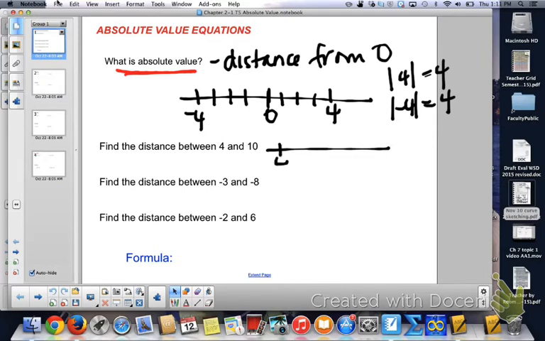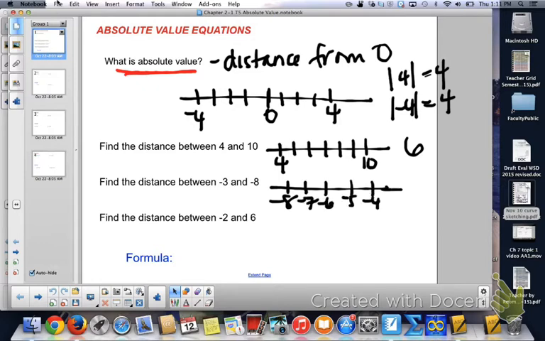So find the distance between 4 and 10. If you look at 4 to 10, we have 5, 6, 7, 8, 9, 10. So that distance is 6. Between negative 3 and negative 8, now make sure you have your number line correct. Negative 8 goes like this, negative 7, negative 6, negative 5, negative 4, negative 3. So that distance, 1, 2, 3, 4, is 5.